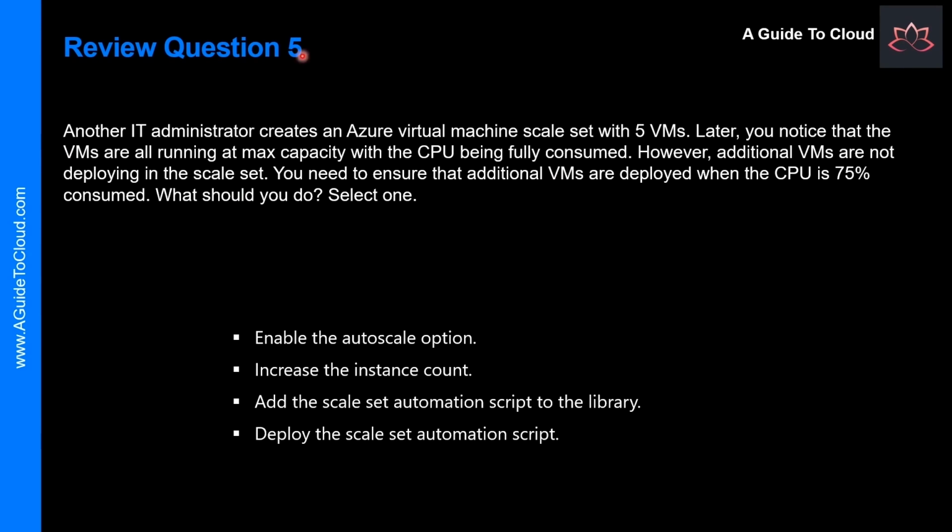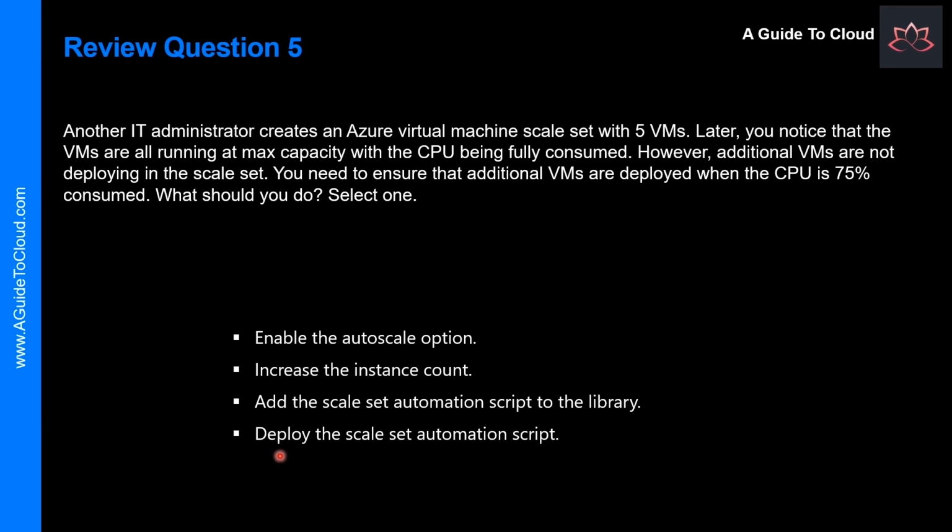Let's look at question number 5. Another IT administrator creates an Azure virtual machine scale set with 5 VMs. Later, you notice that the VMs are all running at maximum capacity with CPU being fully consumed. However, additional VMs are not deployed in the scale set. You need to ensure that additional VMs are deployed when the CPU is 75% consumed. So what should you do?